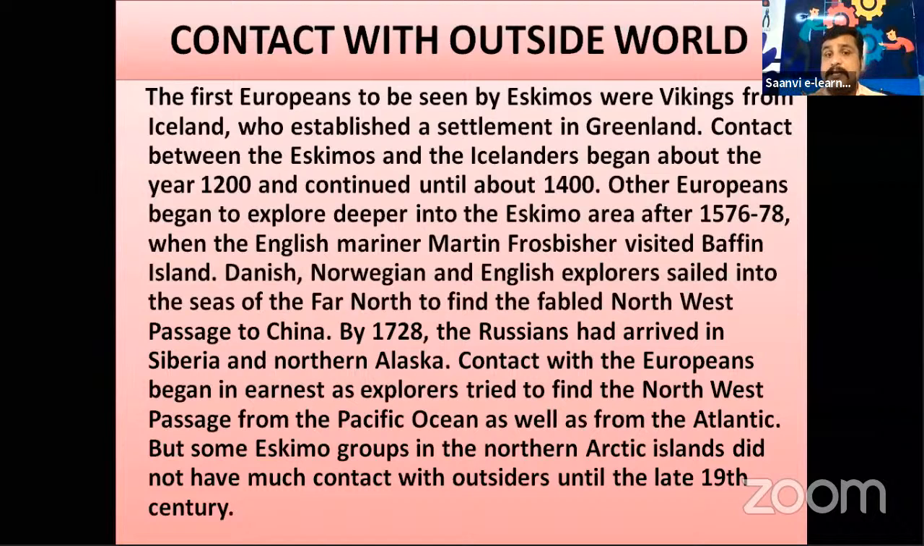And by 1728, the Russians had arrived in Siberia and northern Alaska. The Russians also visited here, in which year? 1728. Contact with the Europeans began in earnest as explorers tried to find the northwest passage from the Pacific Ocean as well as from the Atlantic. But some Eskimo groups in the northern Arctic islands did not have much contact with outsiders until the late 19th century. Even though many outsiders visited there, they tried to find a route through this polar region to other countries, or tried to explore new places.